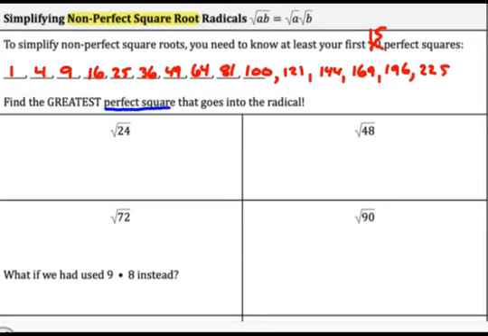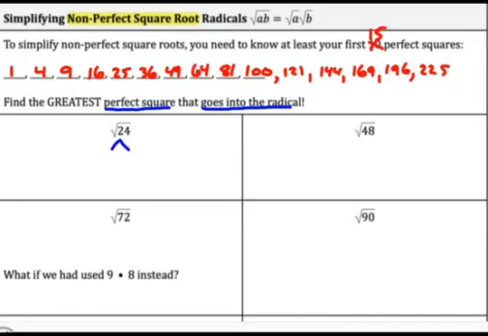So we're going to find the greatest perfect square that goes into the radical. If you take the square root of 24 in your calculator, you get a decimal. And this is just one of those times we're going to say you can't answer with a decimal during this chapter. It's got to be a simplified radical. And this is something that we'll practice a lot. So the square root of 24 is a decimal. It's almost 5, probably 4.9 or something like that.